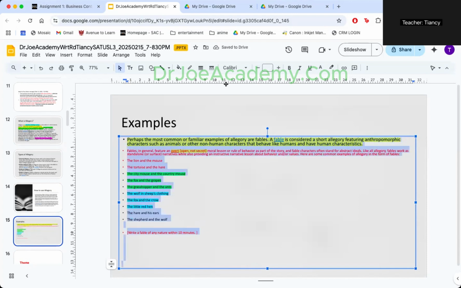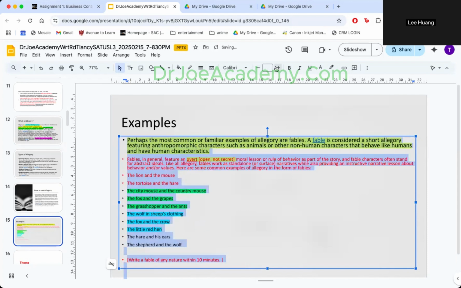Does anyone know what a fable is? Like something you're supposed to teach something. Yes, it's basic. A fable is a moral lesson or rule of behavior as part of the story. So the fable character often stands for abstract ideas. It's basically like a children's book. So I want you to write something that's meant for children. You're going to use the same aspects that fables do and create a deeper meaning story. Does everyone understand?